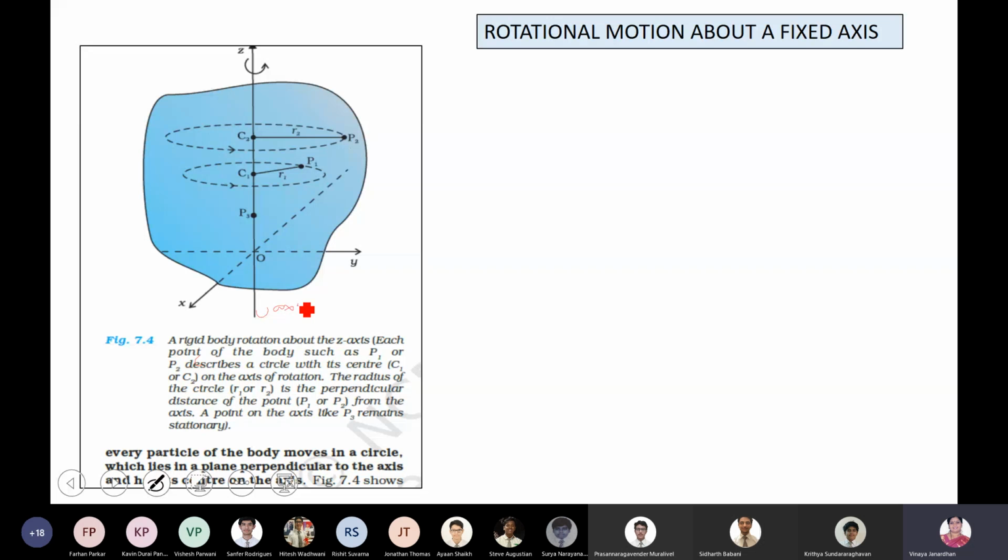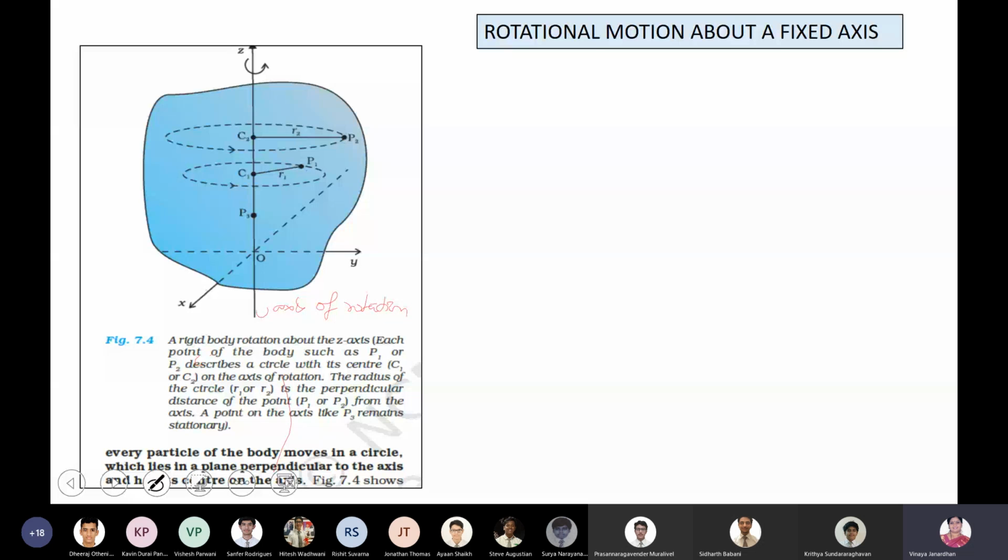That clear, boys? When you are considering the translatory motion of a rigid body, you are considering the position of each and every particle with respect to the origin. Here, when you are talking about the rotational motion, this entire body is rotating about an axis. So how far is your particle P1 from the axis of rotation? How far is your particle P2 from the axis of rotation?